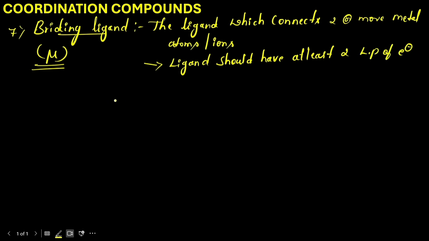Let us take the example Cl minus. If you write the dot structure of Cl minus, 2 electrons, here 2 electrons, here 2 electrons, and here 2, because Cl has a minus charge.